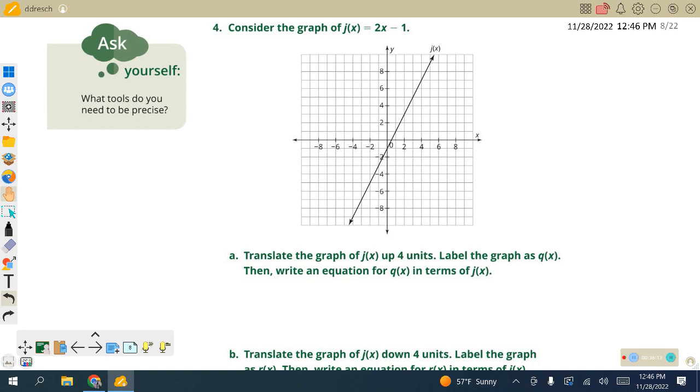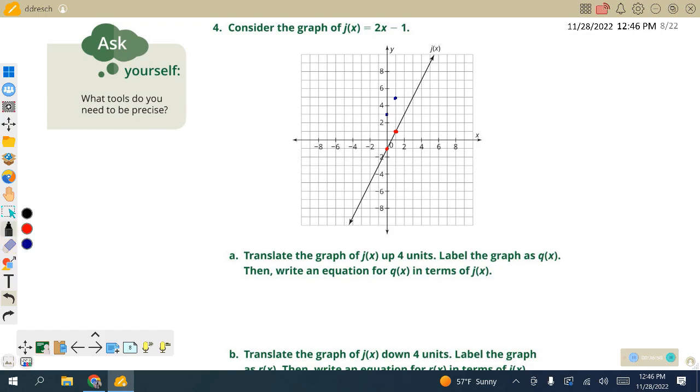Where's a nice point to start off with? The y-intercept, right? Up how much we say? 4? 1, 2, 3, and 4. Find yourself another nice point on there. Use a different color to go with that. I'm going to take this nice point right here. 1 comma 1. All right. Now I'm going to go up 4. 1, 2, 3, and 4.